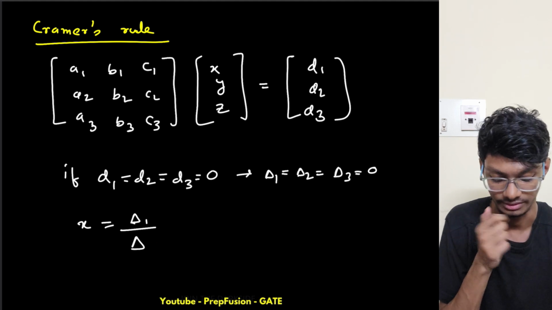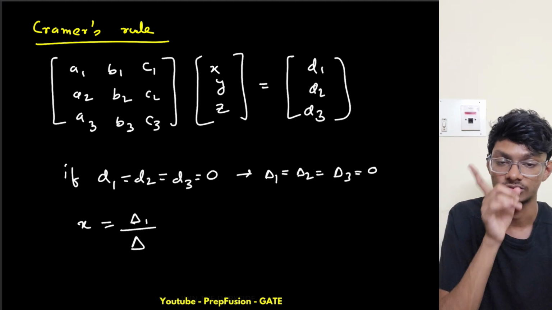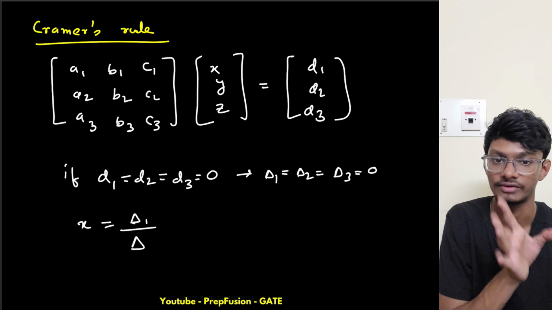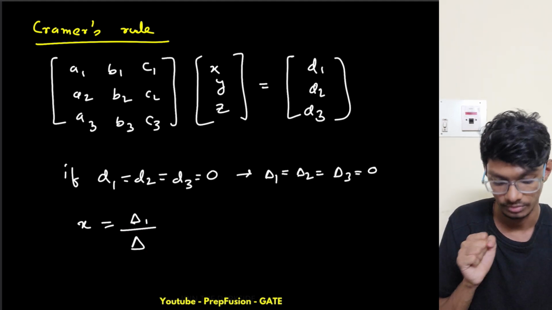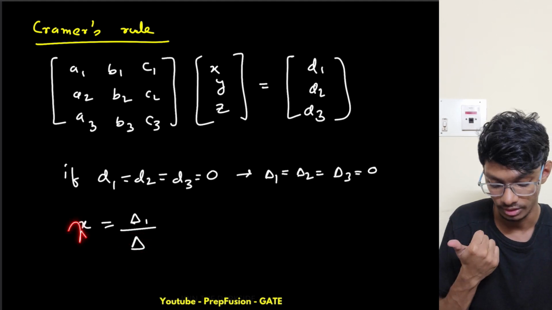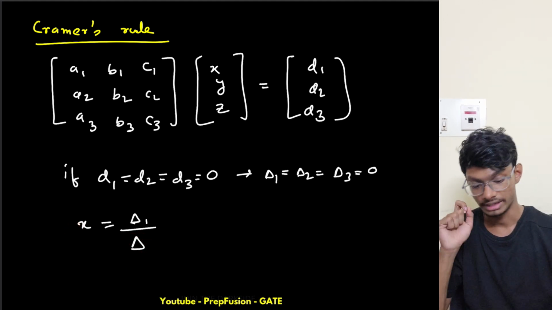My solution is undefined, right? So delta can't be 0. Delta has to be some finite value, some non-zero value. So if delta is non-zero, only then will I get a unique solution, right? So that is the important thing.